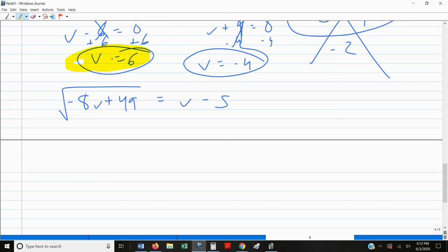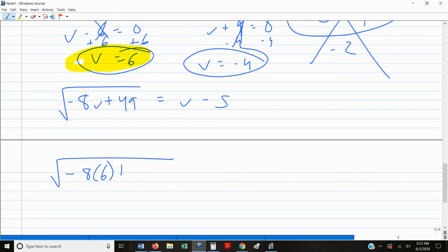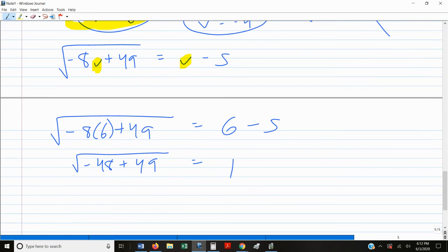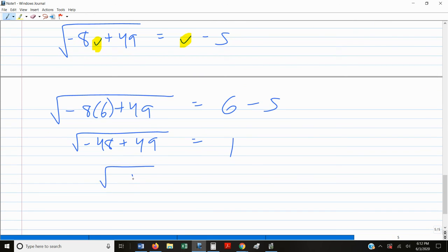So let's start with v equals 6. Square root of negative 8 times 6 plus 49 equals 6 minus 5. So every time there's the variable v, I'm plugging in a 6 just to see if it actually works. This is negative 48 plus 49. 6 minus 5 is 1. Negative 48 plus 49 is 1. The square root of 1 is 1, so that one is fine.